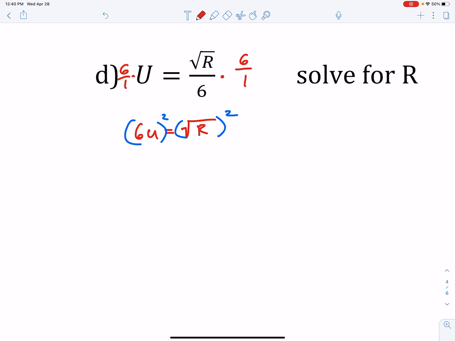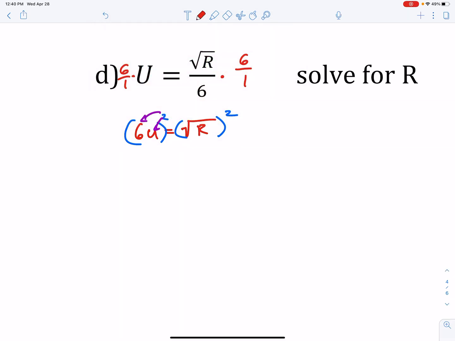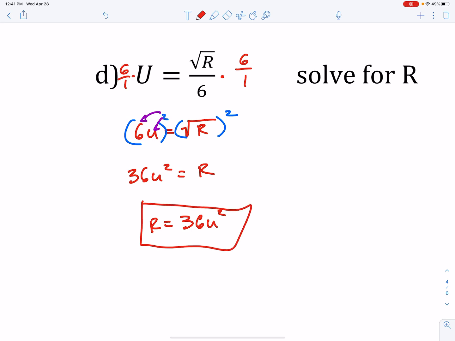So now what do we have? We have to take that 2, I'll do it in purple, and bring it to each term. So that leaves me with 36u squared equals r. I'm just going to flip it for the sake of putting down the answer. That really is r equals 36u squared. And I want to make it cleaner. It's not much cleaner, but it looks a little bit better.